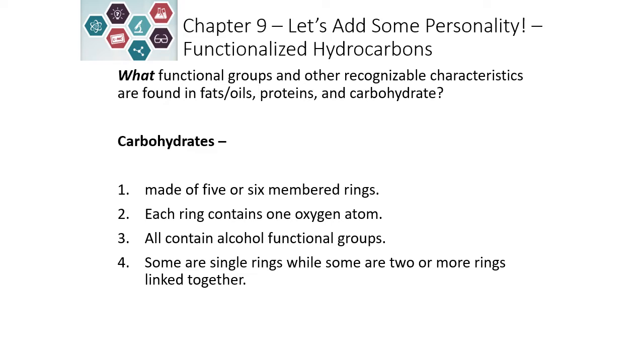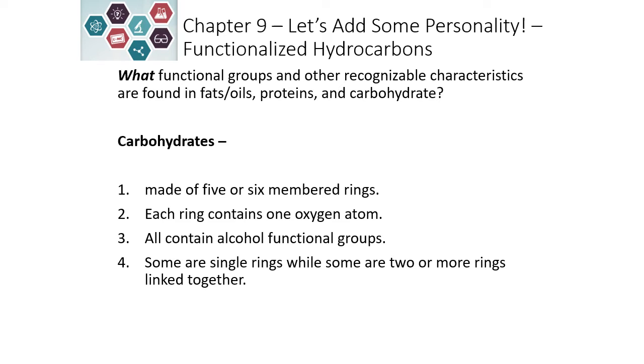So carbohydrates are made of 5 or 6 membered rings. So our carbons and oxygens are located in a circular or ring shape. Each ring contains at least 1 oxygen atom, and all of them contain alcohol functional groups. Some of these rings are just by themselves, or there are 2 or more rings linked together. And that's what makes up our carbohydrates.